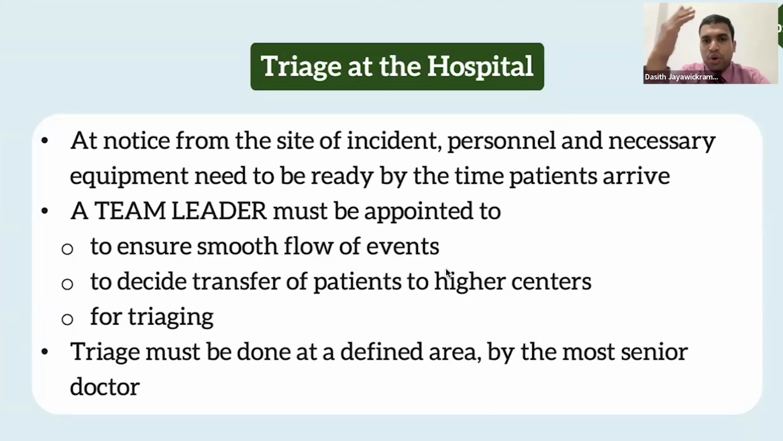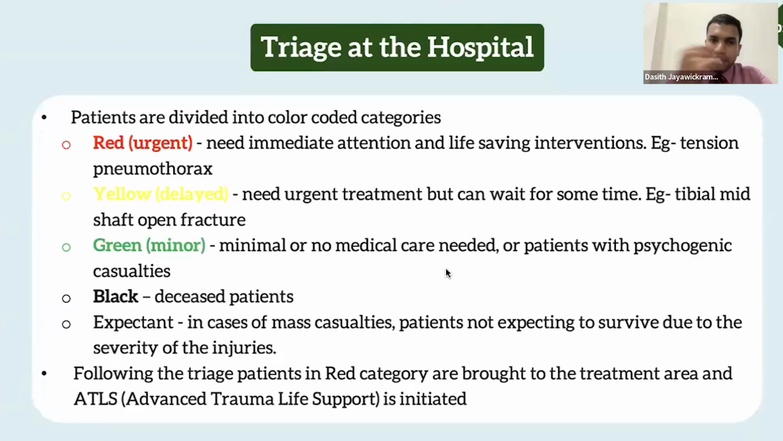Okay, now we will go to the triage at the hospital. So when the patients start coming to the hospital, we divide these patients into 5 categories, and we give them color coded tags: red, yellow, green, black, and expectant. There's no color code for expectant. So the red is urgent. So as we all know, red is bad. So red is urgent. They need immediate attention, and they need life-saving interventions.